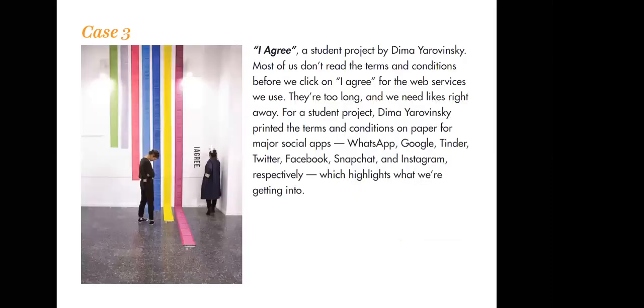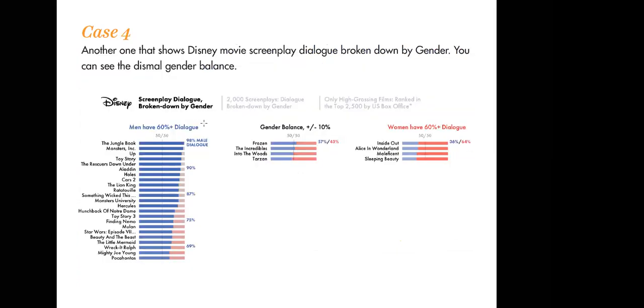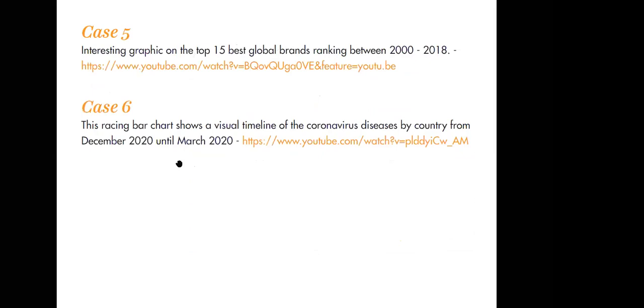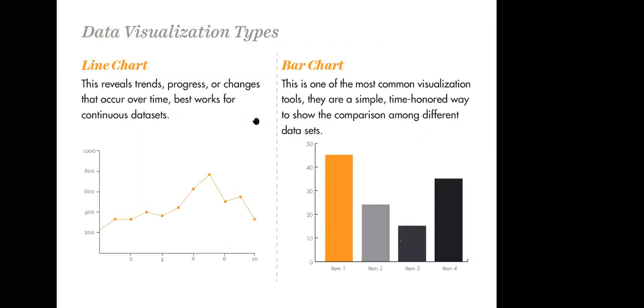You can feel free to go through this, our third case study. As you can see, this is basically data visualization that is also information design. So fourth one, case study 4 is just the Disney movie screenplay dialogues broken down by gender. You can also have a look at this in depth in your own free time. Whereas these links might not be clickable, you might have to just simply copy paste them. We'll share this with you.